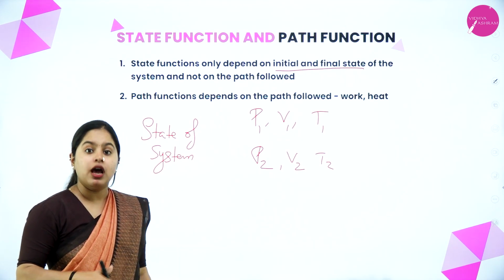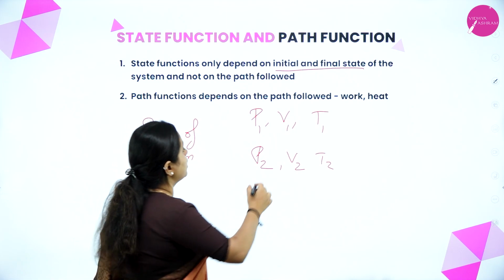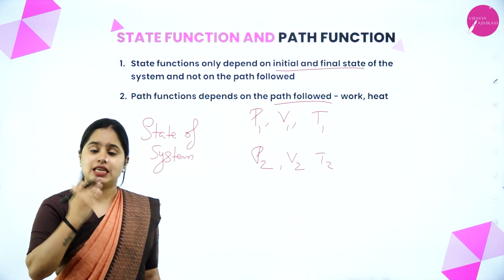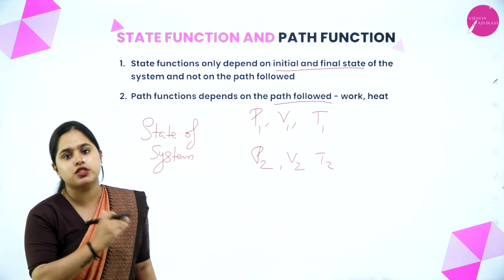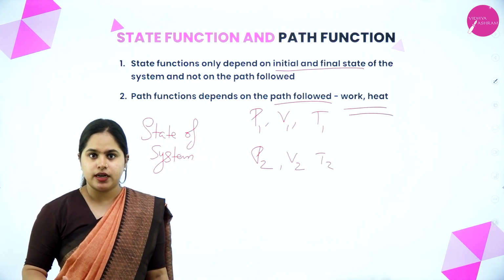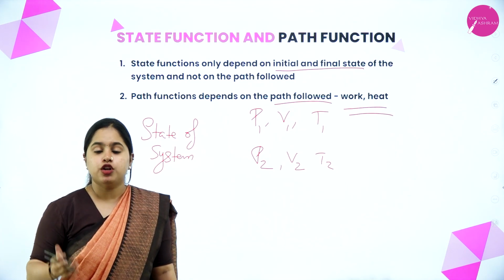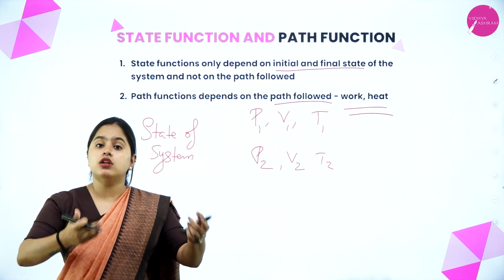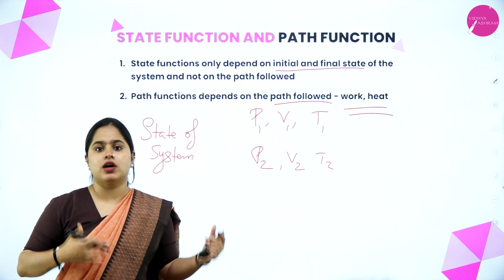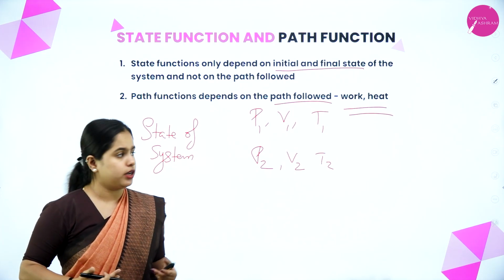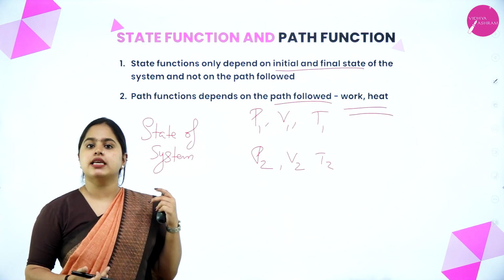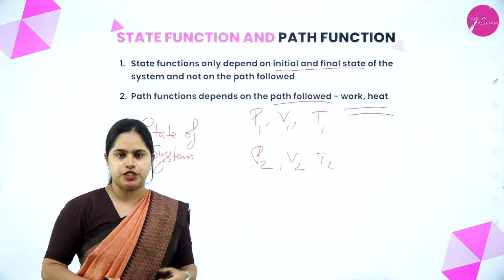Now what is a path function? As the name suggests, it depends on the path followed. Not just the initial and final states, the path followed is also important, and the two path functions are work and heat, right? So in the case of work and heat, it is not just the initial and final state, but also the path followed. That means what work is done, whether it is mechanical work or chemical work, all of that is important. What amount of heat is evolved, or what heat is required there, that is important, right? So that is about path functions. I hope it is clear.